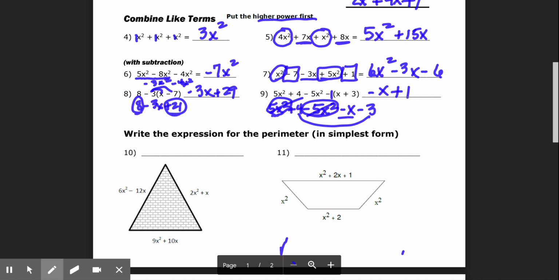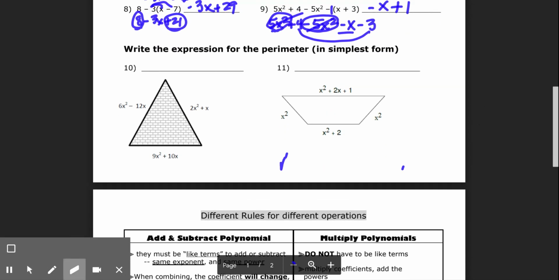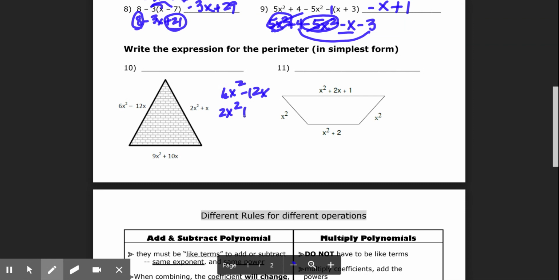All right, let's go ahead and take a look at writing the expression for the perimeter in simplest form. Remember that the perimeter is the sum of all the sides. So there's a couple ways. At the beginning when we did this, we didn't have any exponents other than 1. That was back in like semester 1. I had you line these up. So 6x squared minus 12x, and then 2x squared plus x, and then 9x squared plus 10x. It's just another way to keep everything lined up if you want to.